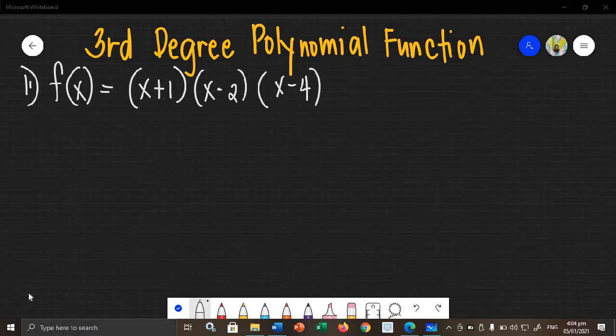So this is a third degree function. Now we have three factors and their multiplicity are all 1. So this is an example of a third degree function.